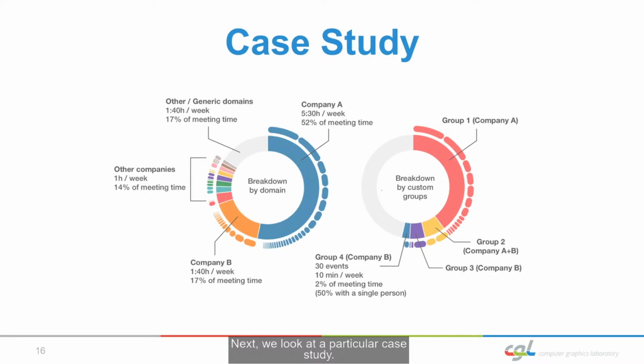Next, we look at a particular case study. On the left, we see the meeting breakdown with individuals categorized by their email domain, which is an automatically generated proxy for different groups of companies that we generate by default. On the right, we see 4 user-defined groups, and here we see that group 1 in red received most of the attention.